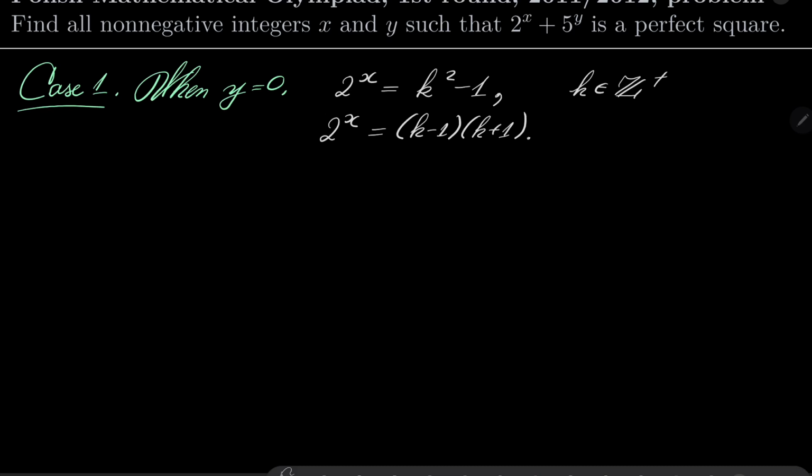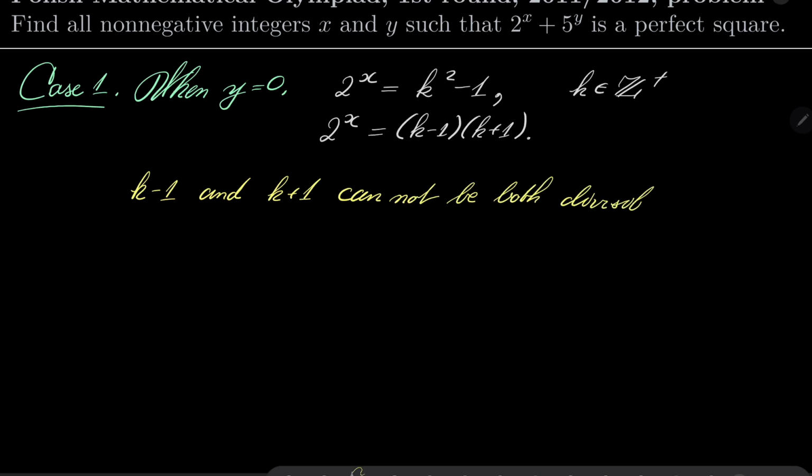Alright? And now notice that these two numbers differ by 2. So both of them cannot be at the same time divisible by 4. So k minus 1 and k plus 1 cannot be both divisible by 4. Maybe from there we know that we have two options.